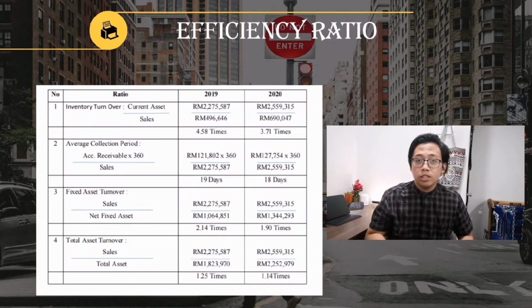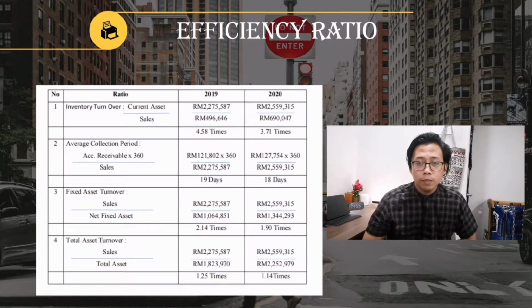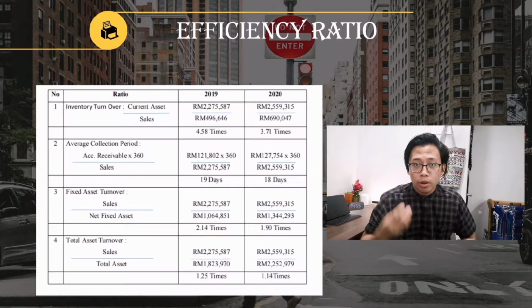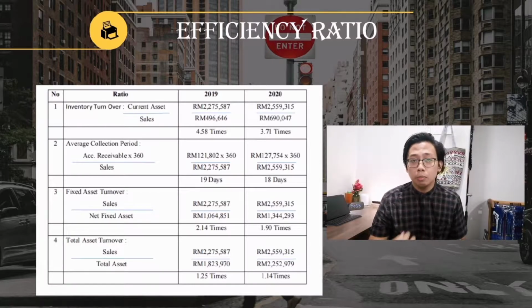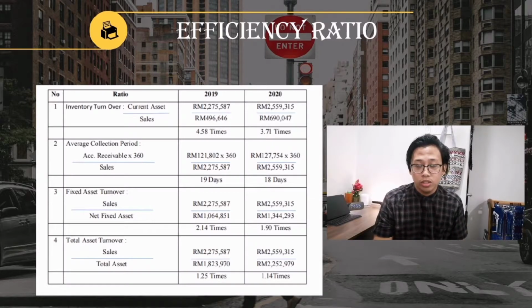Next, we move to the efficiency ratio. These ratios measure the effectiveness of the firm's investment decisions and its ability in utilizing the firm's assets to produce sales. The inventory turnover ratio in the year of 2019 is 4.58 times, which is higher than in the year of 2020, where the ratio dropped a little bit to 3.71 times. The ratio reflects the effectiveness of the firm in utilizing its inventory to generate sales.